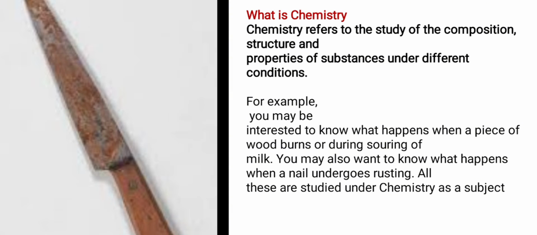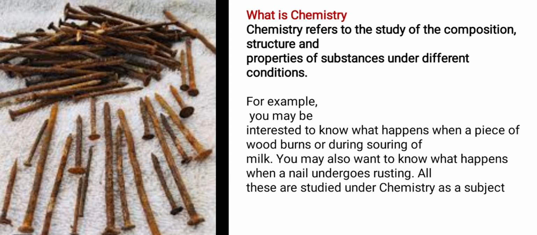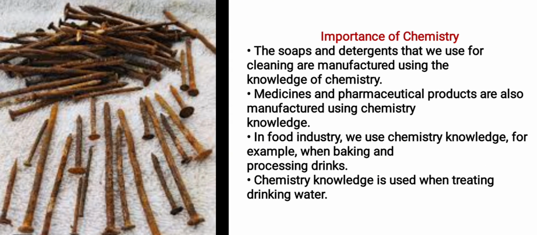Or you may also want to know what happens when a nail or a knife that is left outside changes color, becomes yellowish in color, or rusts. What happens? There are processes. All this we say is studied under chemistry as a subject. Take a look here. We have some importance of learning chemistry.